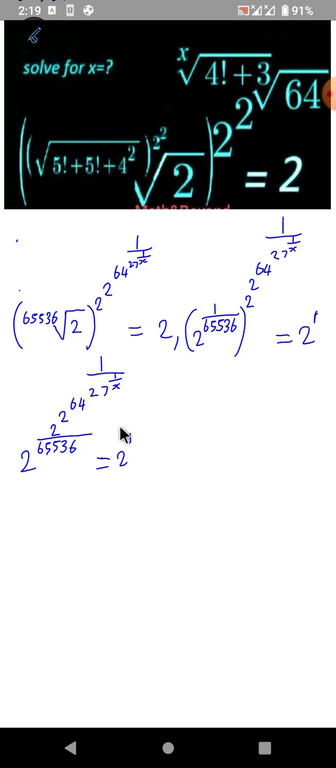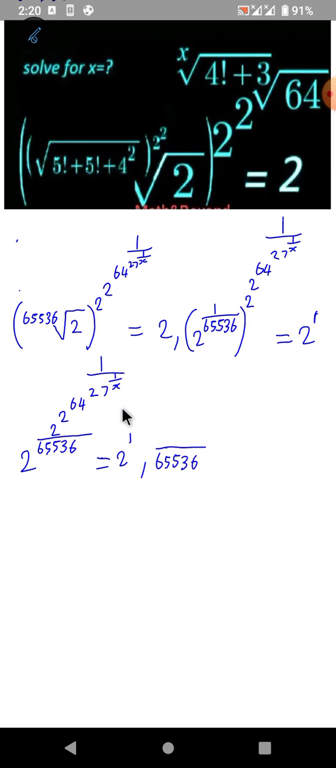Then from here now, they have the same base, so we are going to equate the power. Since they have the same base, we equate the power. So we continue. So let's equate the power. So we have over 65536.